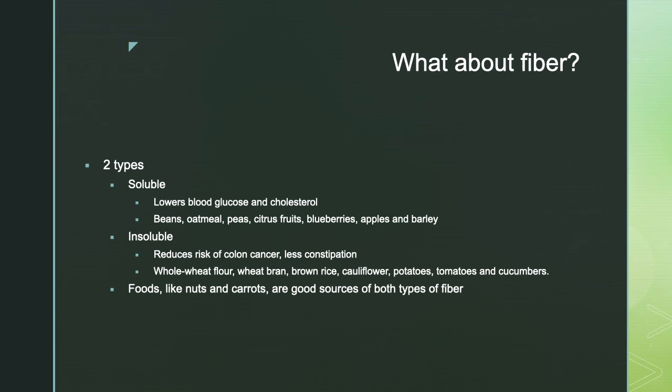Some good examples of foods that have insoluble fiber are whole wheat and whole wheat flour, wheat bran, brown rice, cauliflower, potatoes, cucumbers, tomatoes. Those are all good examples. And a lot of foods like nuts and carrots are good sources of both types of fiber. And there are a good number of foods that actually contain both soluble and insoluble fiber. So we need some of both.